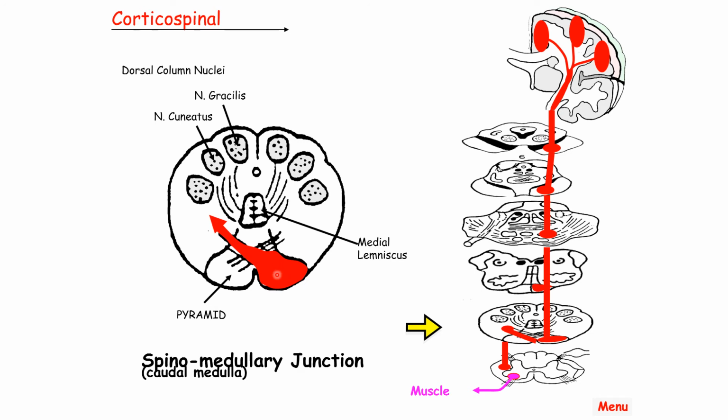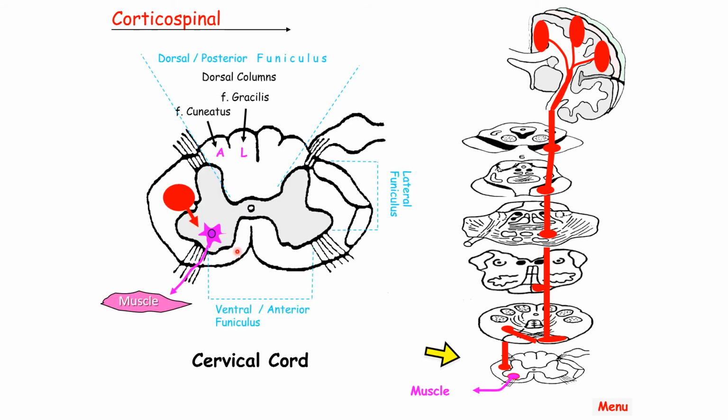As we come to the spinal medullary junction, the fibers in the pyramid travel over to the other side and will occupy a lateral position in the spinal cord. And from the spinal cord, they'll travel in this lateral position until they reach their destination on the lower motor neuron, which will activate the muscle.